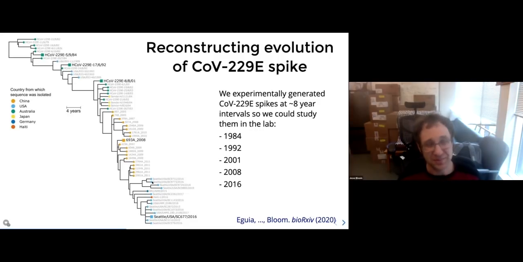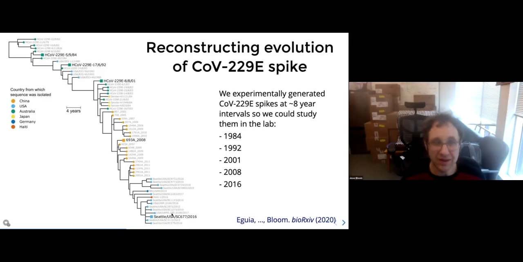One feature of a phylogenetic tree that has this basic shape is that just time of virus isolation is a pretty good proxy for where you are in this evolutionary trajectory. So we experimentally generated spikes at 8-year intervals: here in 1984, here in 1992, 2001, 2008, and 2016. And we generated these spikes in the lab.